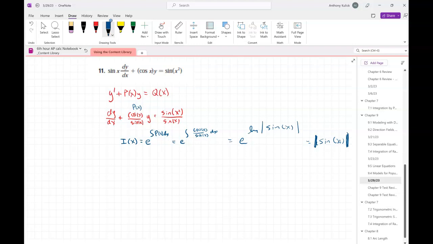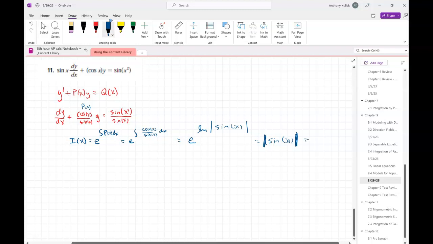So far, so good. And here's the thing. This is the integrating factor, right? What am I about to do with this? I'm going to multiply both sides of my equation by this. If it's negative sine x and I multiply to both sides, or if it's positive sine x and I multiply to both sides, either way I get the exact same thing. So what does that tell me? I can drop the absolute values.